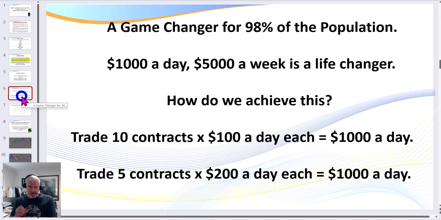Now let me seriously ask you, what would it mean to you and your family if you could earn an extra $1,000 to $2,000 a day, or $5,000 to $10,000 a week? It would be a life changer for 98% of the population.